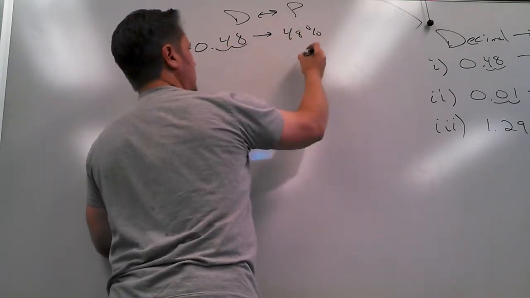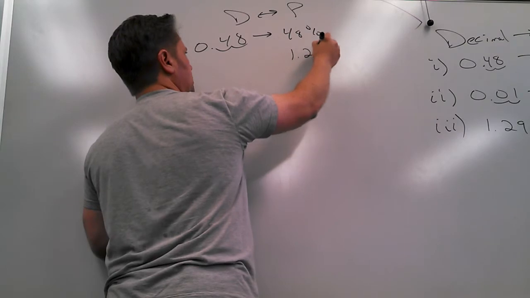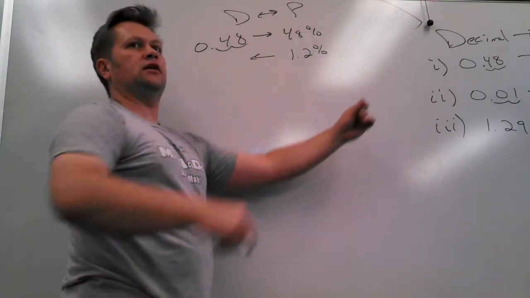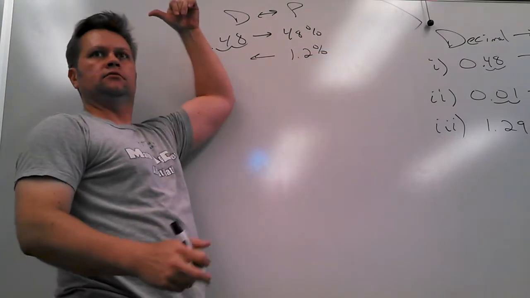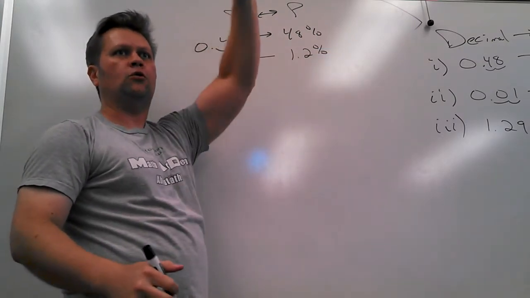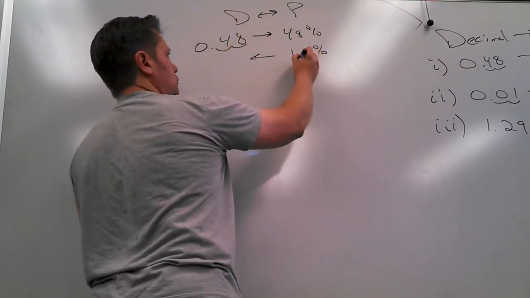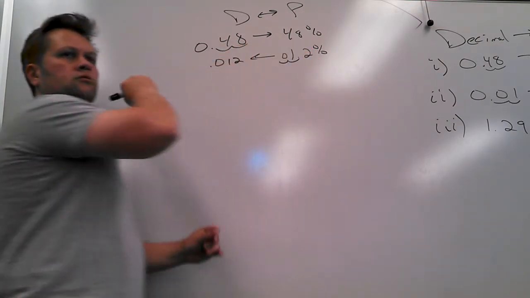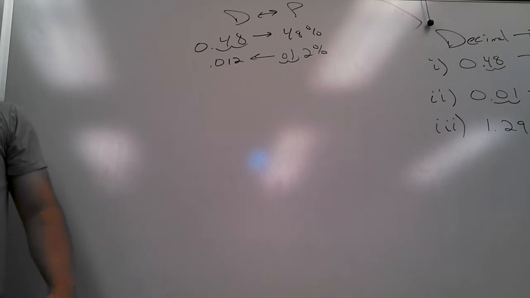48%. If I gave you 1.2%, now I want to go from percent to decimal, I've got to move the decimal that way. How many times? Twice. Always twice. So 1.2% would become 0.012. How we doing? Yes, sir. What if you have thousands?